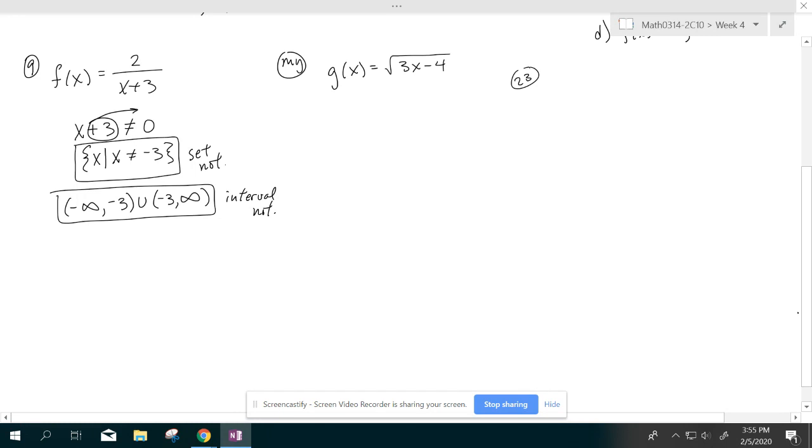Looking at my problem, the g of x function, what kind of function is that? Radical. It's got a radical symbol. That's what this is, the radical. But specifically, it is a square root. Radical is a global term; square root is a specific term. Does a square root have a restriction?